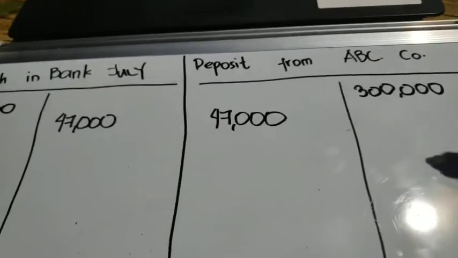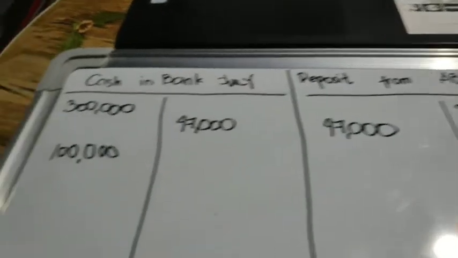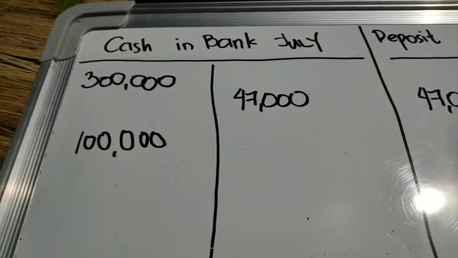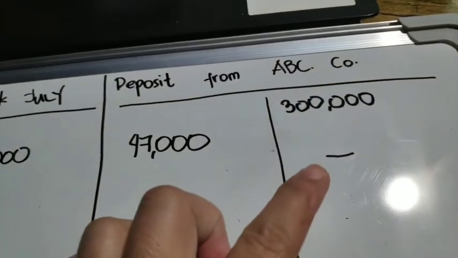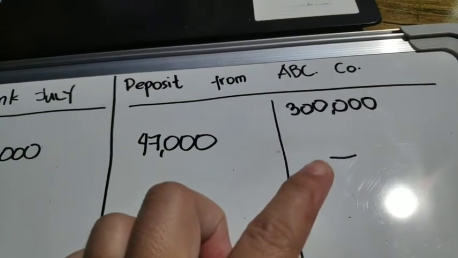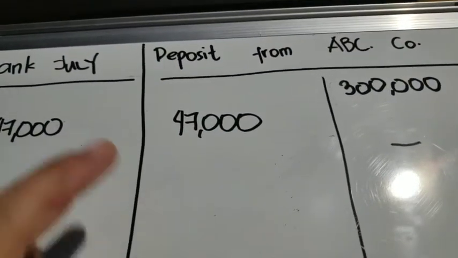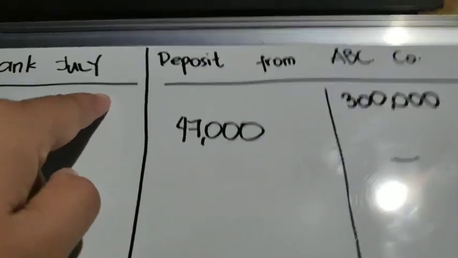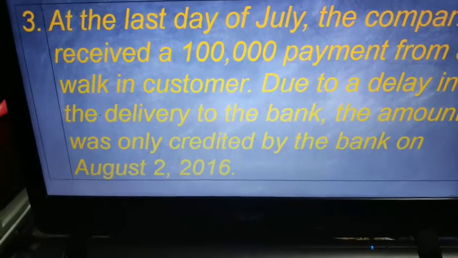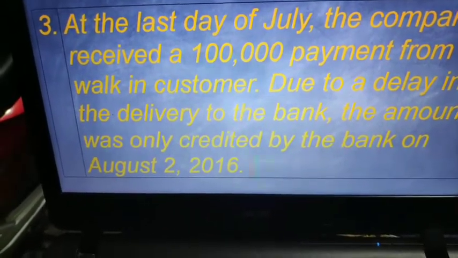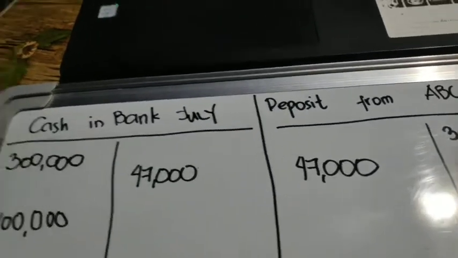So unsa man nimong buhaton, butangan nimo siya og blank diha or linya para it means nga naay cash nga nakasulod sa company pero wala niya na butang sa bangko. Okay. So, nganong wala man nato gi-record kay for the July man ni siya nga bank reconciliation. And then, the amount was only credited to the bank on August 2, 2016. So, dili pa nimo siya ibutang diri kay for July ra man ni siya nga bank reconciliation.